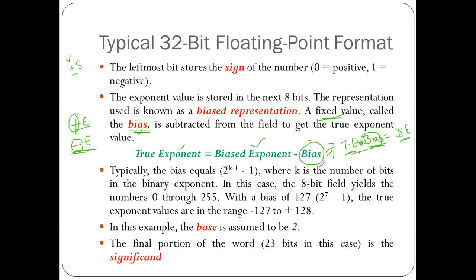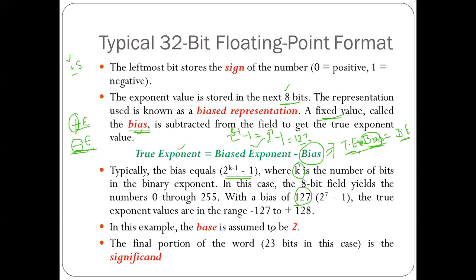What is this bias value? This value is decided based on the number of bits that we are dedicating for representing the exponent. If k bits are dedicated for the exponent, the bias value is 2 power k minus 1, minus 1. Here we are reserving 8 bits, so the bias value is 2 power 8 minus 1, minus 1, which is nothing but 2 power 7 minus 1. 2 power 7 is 128, and 128 minus 1 is 127. So the bias value is 127.